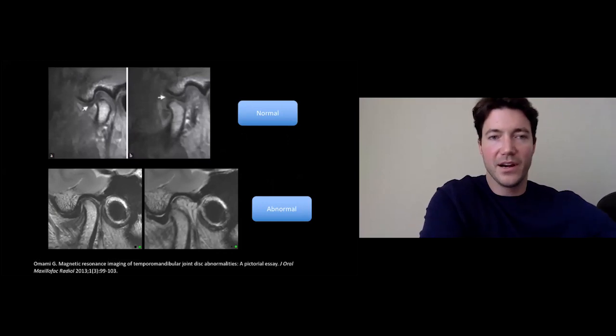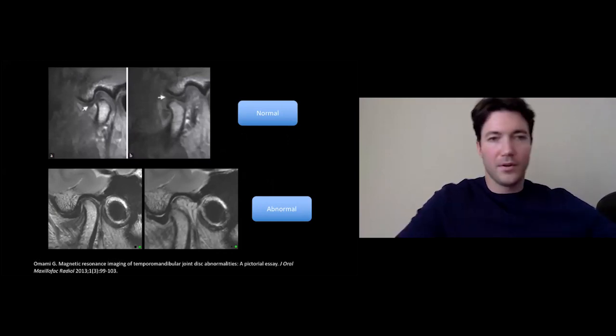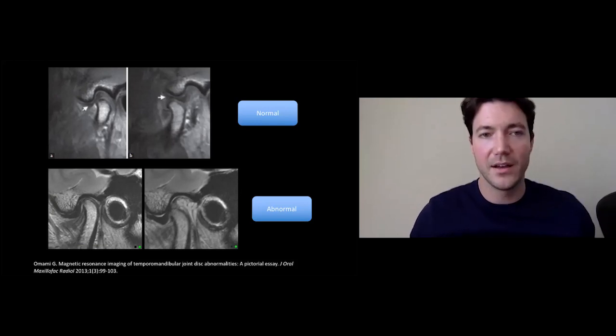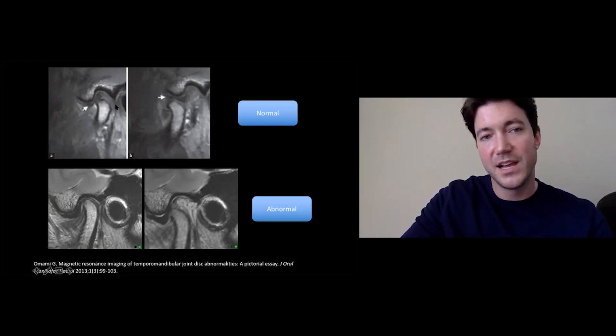And what we have here, on the top, we have a disc. You can see it right here, and it's in the proper position. So it's right between the articular eminence and the condylar head. And then in the open mouth position here, you can see that that disc stays right between the articular eminence and again, the condylar head.